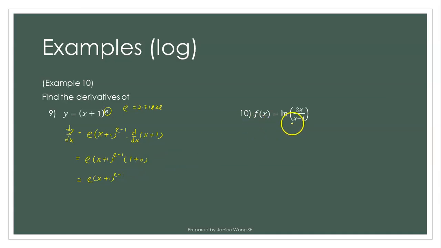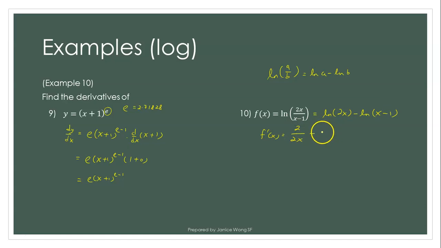Number 10, f(x) equals ln of 2x over (x minus 1). So here, ln carries a quotient. I will apply the properties of log before I start the differentiation, where we know that ln of a over b equals ln a minus ln b. So I apply the properties. It will be ln 2x minus ln (x minus 1). We differentiate these two terms individually. Differentiate ln 2x. ln carries 2x, write 2x as the denominator. Differentiate 2x, we get 2, put it on top.